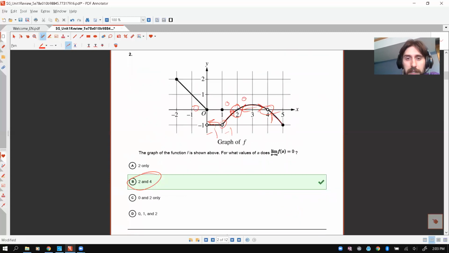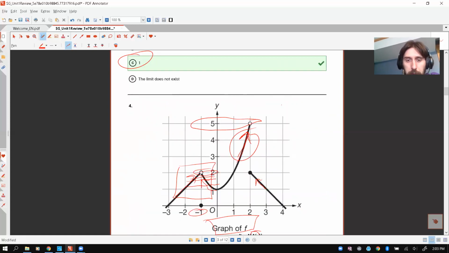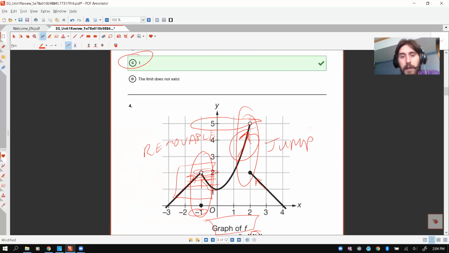This one would be discontinuous here, and here, and here. This one would be discontinuous here, and here. This is what we would call a removable discontinuity because there is a hole in the graph. This would be called a jump discontinuity because, for the removable one, the limit exists.